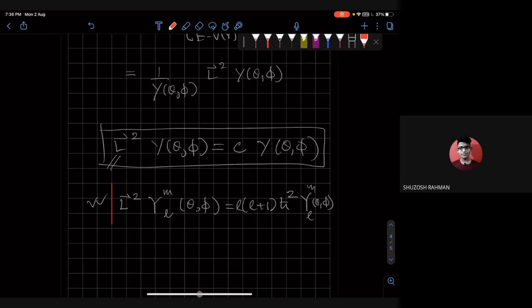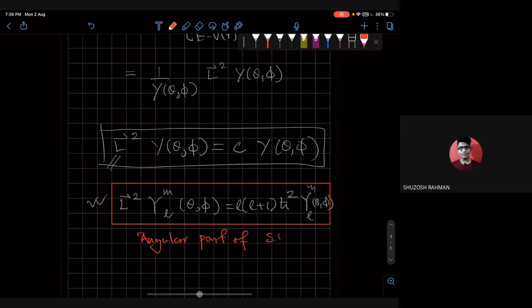Yes, sir. So, you see, it's very beautiful. Because of spherical symmetry, we have a very nice separation of variables of Schrödinger's equation, and we didn't even have to specify the exact form of the potential energy, because it just worked out because of spherical symmetry. Okay, so this is the Schrödinger equation. This is the angular part of the Schrödinger equation, okay?